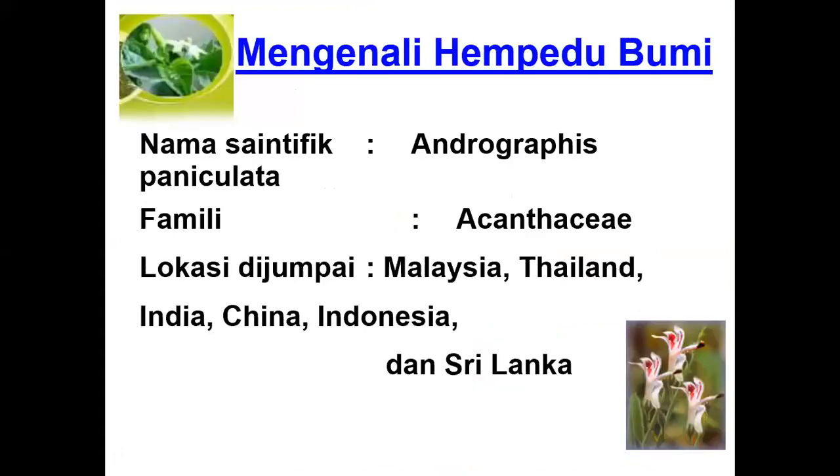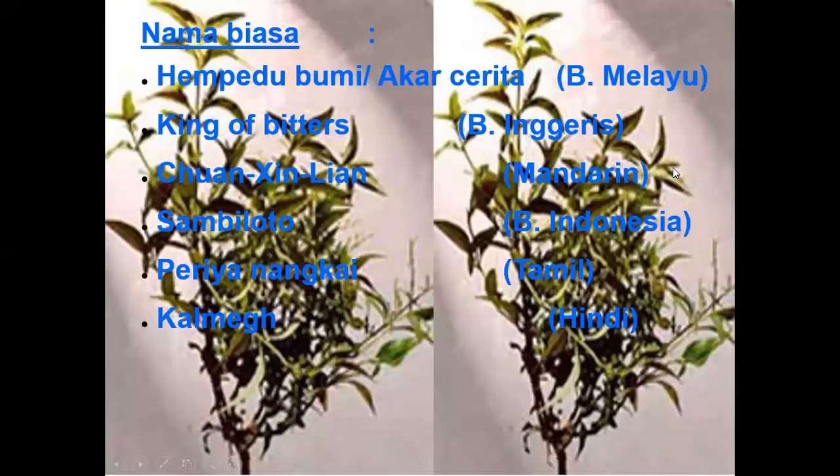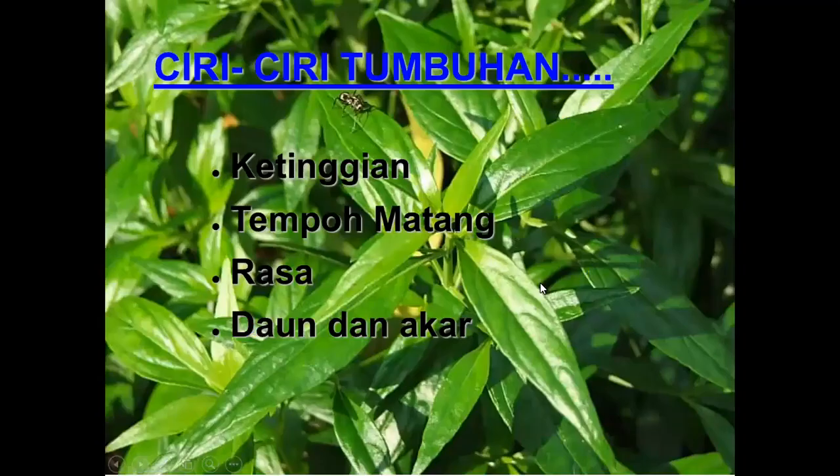And the scientific name is Andrographis paniculata. So that's why we put Andro G. You can find it in Malaysia, Thailand, India, China, Indonesia, and Sri Lanka. These are places where Andro G is very highly utilized. In English, they call it King of Bitters, or Chuan Xin Lian in Mandarin. In Indonesia, Sambiloto. In Tamil, Periyanangai. In Hindi, Kalmegh.